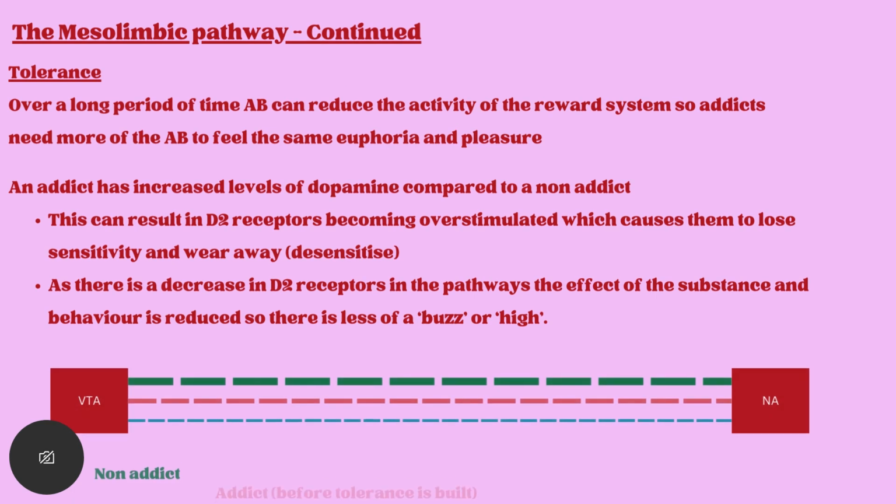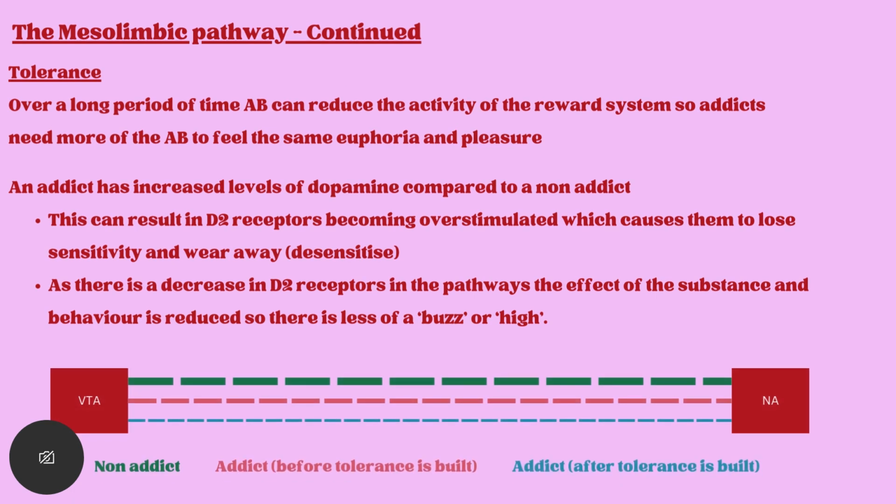Then, carrying on with this, we build a tolerance. This is where addicts need more of their addictive behaviour to feel pleasure. The best way to explain this is with a diagram. An addict has increased levels of dopamine compared to a non-addict because they're constantly engaging, so dopamine has constantly been fired. This green line on the top is a non-addict. That's the normal transmission of dopamine.